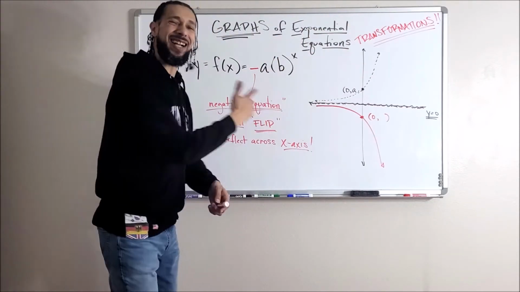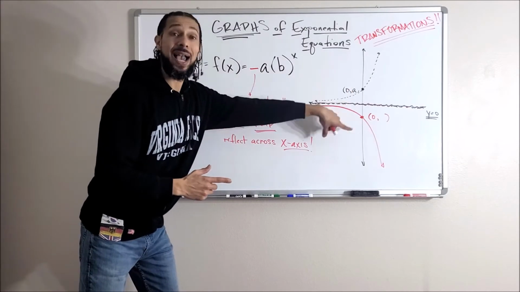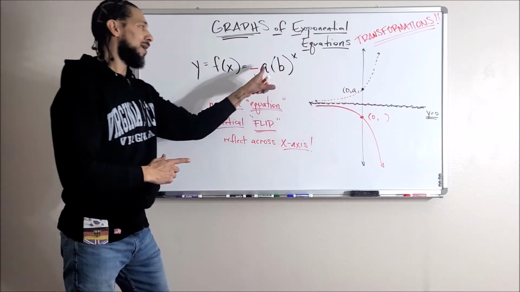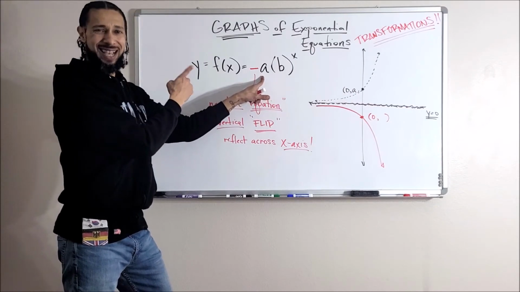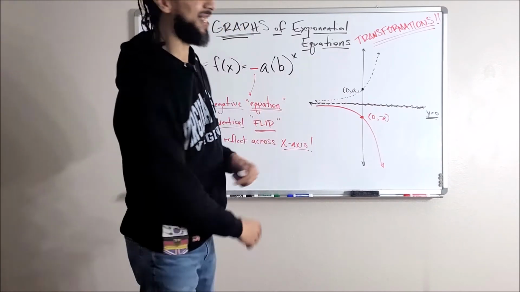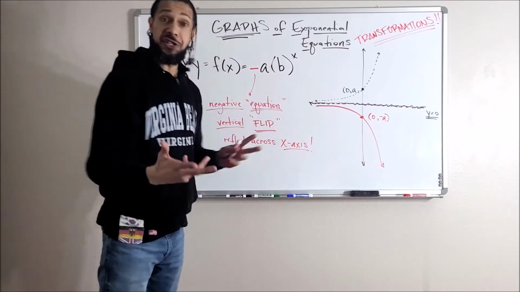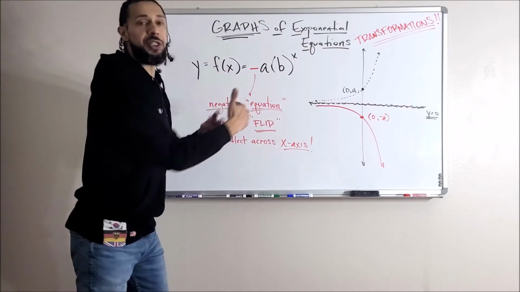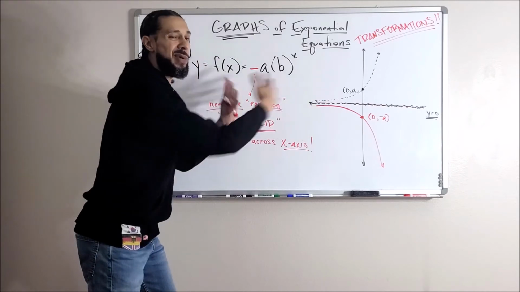Yeah, exactly right. Now notice my y-intercept moved also, didn't it? It used to be 0, positive a. Do you think that's a coincidence? I think not. Now the range changed here also. Now the domain has not. Remember, no matter what this equation looks like, the domain is always going to be all real numbers.